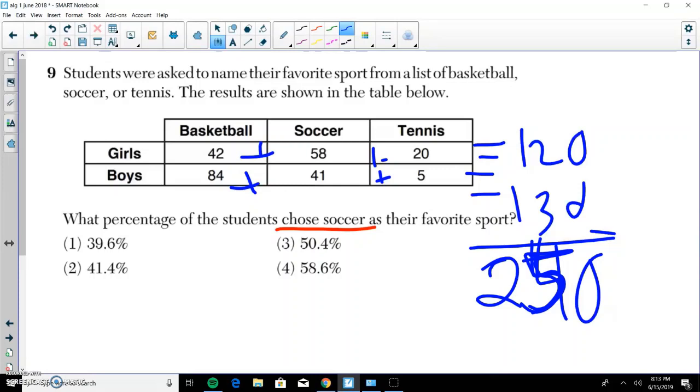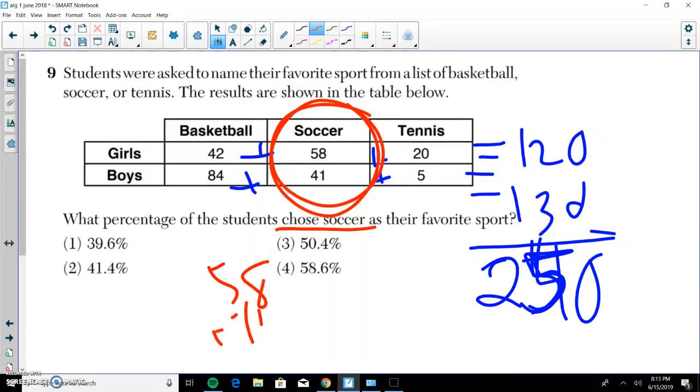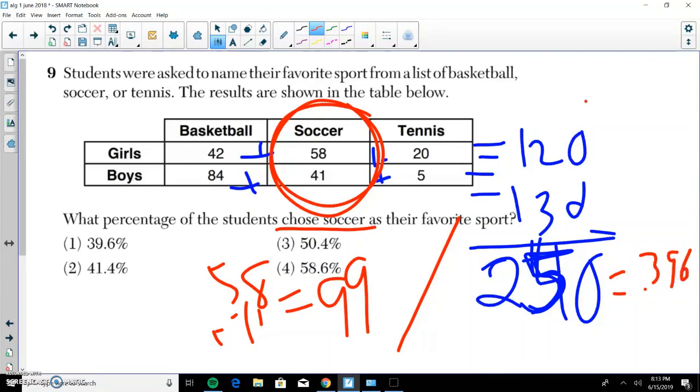Once you get 250, let's look at who chose soccer. So 58 plus 41. This is girls and boys. You get 99. So 99 out of 250. If you type that into your calculator, you get 0.396. Now, when you have a decimal, to turn it into a percent, you move 2 decimal places. 1, 2. So you get 39.6%, which is choice 1.